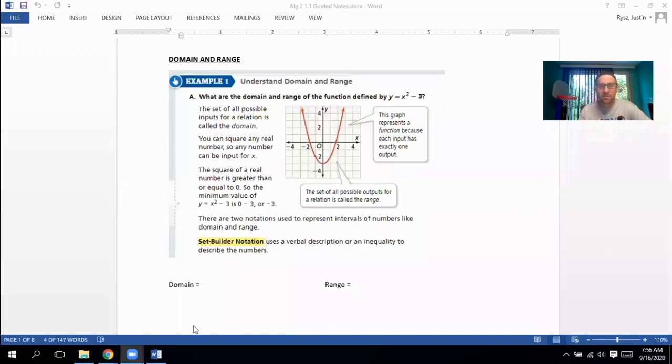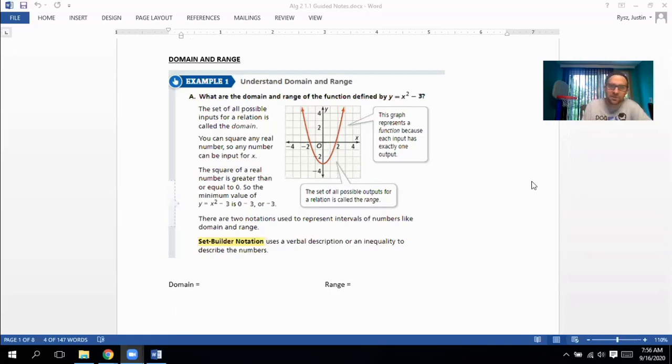So here we go, next part. Looking at domains and range. So if we had a question here, what are the domain and range of the function y equals x squared minus 3? The set of all possible x values for a relationship is called the domain.